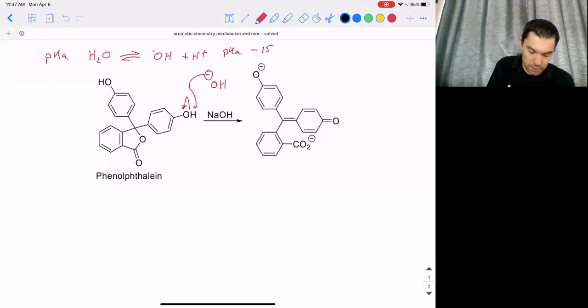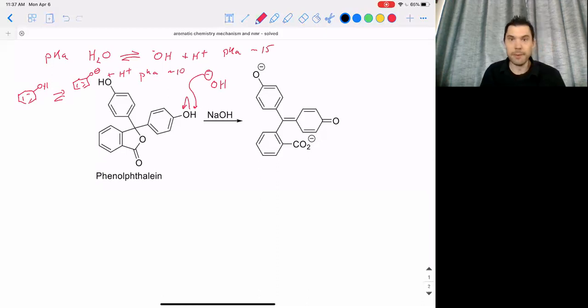And phenolic oxygens, remember, are more acidic than your average alcohol. So a phenol with the phenoxide plus H plus should have a pKa roughly around 10 maybe, but certainly much more acidic than water is, and so hydroxide should have plenty of ability to deprotonate that phenol. So that's one really important thing, to remind you that phenols are not regular old alcohols. They tend to be much more acidic.